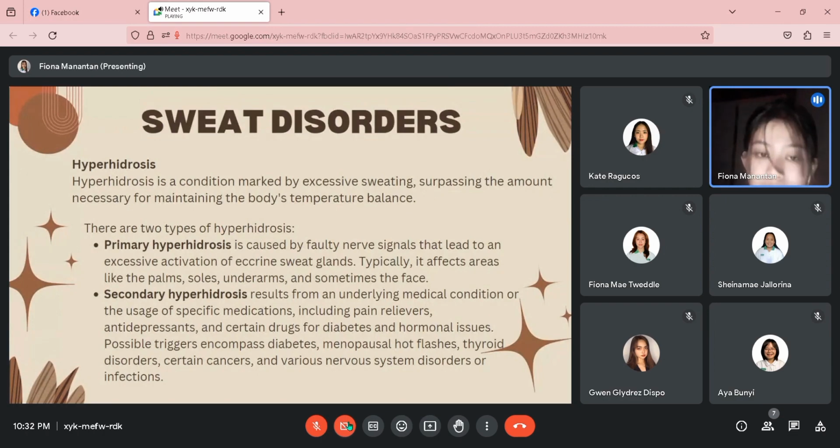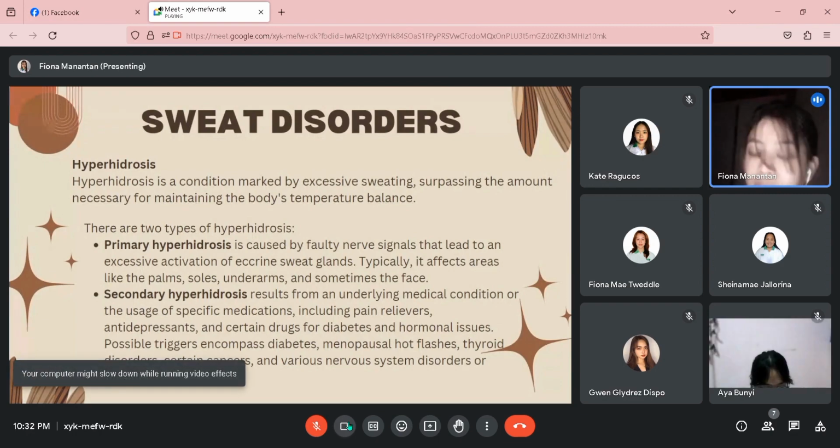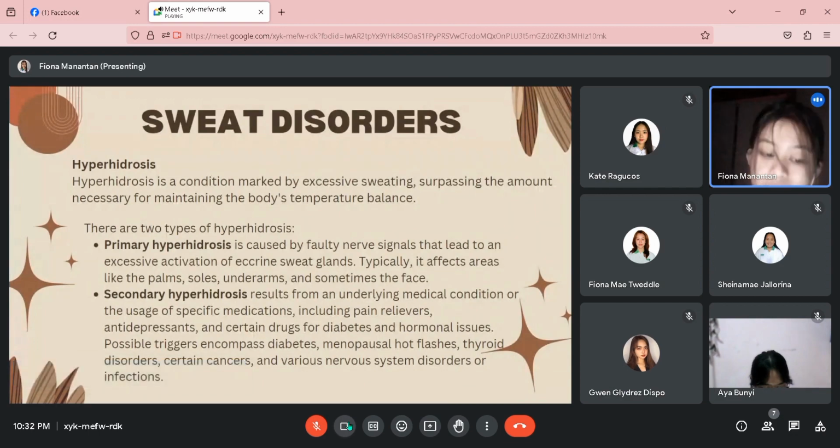First, the primary hyperhidrosis. This is caused by faulty nerve signals that lead to an excessive activation of eccrine sweat glands. Typically, it affects areas like the palms, soles, underarms, and sometimes the face. Now, this form of hyperhidrosis lacks a discernible medical cause and tends to have a hereditary component.